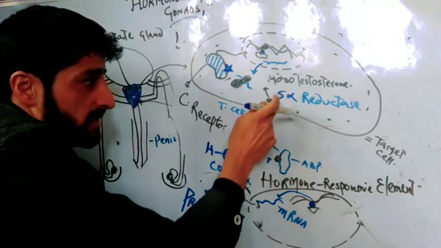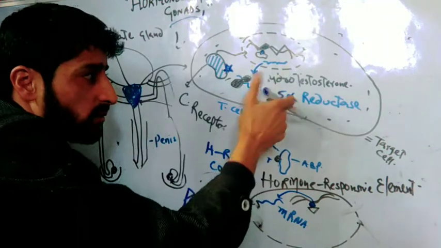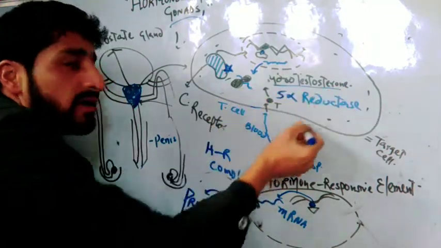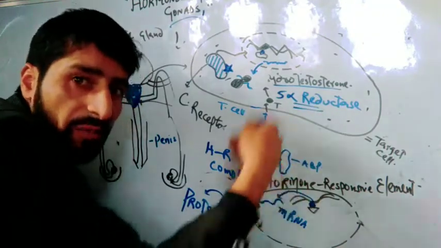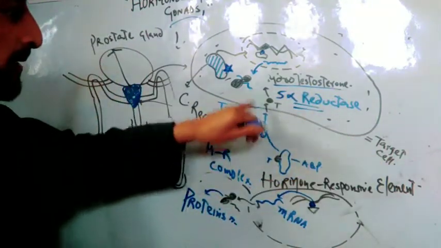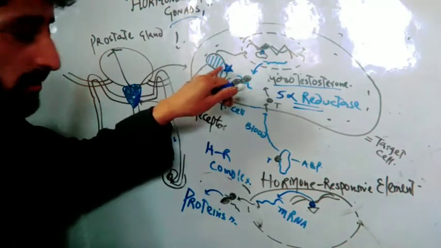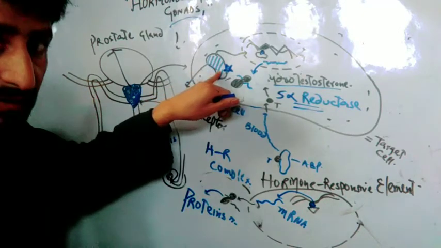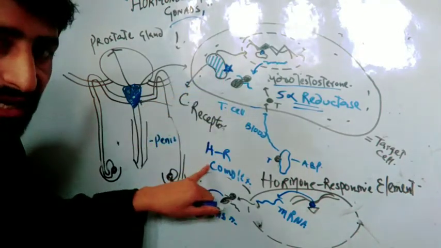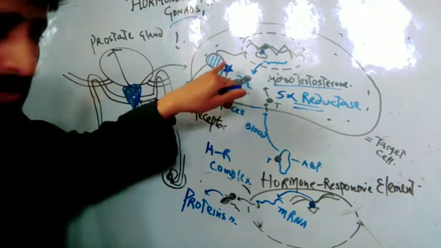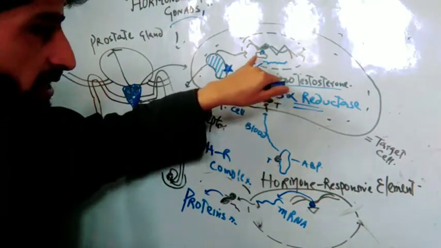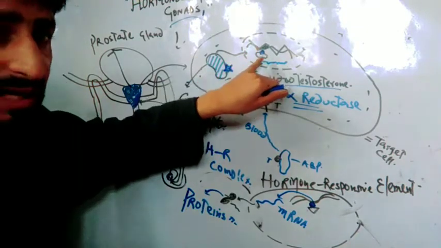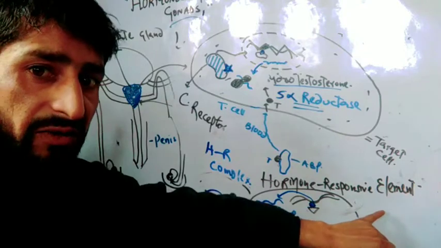Once inside the cytoplasm, testosterone got converted into 5-alpha dihydrotestosterone with the help of a cytoplasmic enzyme that you call 5-alpha reductase. After that, the 5-alpha dihydrotestosterone bound with the cytoplasmic receptor. After binding with the cytoplasmic receptor, the hormone receptor complex is formed. This complex enters into the nucleus of the target cell through nuclear pores and binds at a specific location of the DNA. That specific location is known as hormone responsive element.